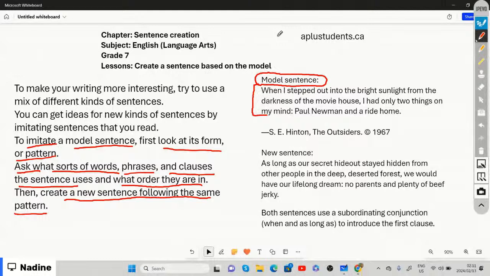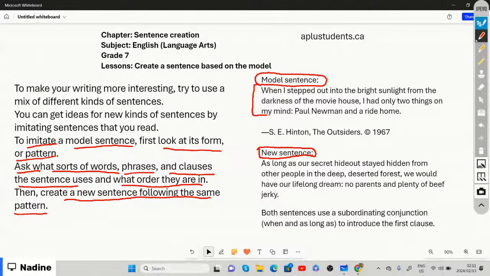That is from S.E. Hinton, The Outsiders, 1967. Then if we create a new sentence based on our model sentence, it says: "As long as our secret hideout stayed hidden from other people in the deep, deserted forest, we would have our lifelong dream: no parents and plenty of beef jerky."